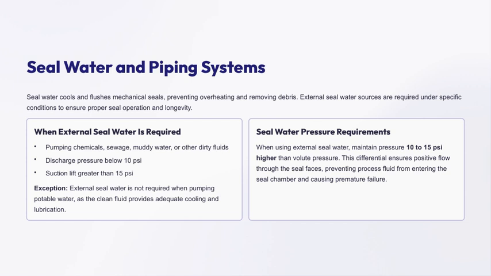Now, regarding seal water pressure requirements. If you're using external seal water, aim to maintain pressure 10 to 15 psi higher than the volute pressure. This pressure differential is crucial because it ensures a positive flow through the seal faces. Why is that important? Because it prevents the process fluid from entering the seal chamber, which could lead to premature failure and costly downtime. Connecting all these points to our overall theme, proper management of seal water systems is key to maintaining equipment reliability and efficiency. It's about understanding the specific conditions and ensuring the right pressure and source are used to keep everything running smoothly.